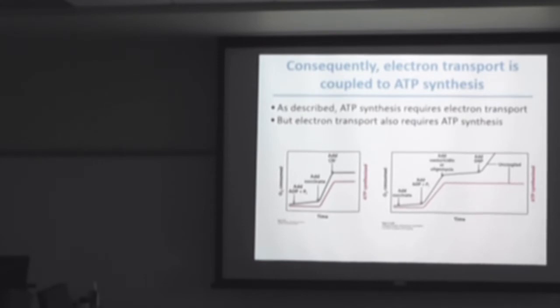So, electron transport is coupled to ATP synthesis. And as described, ATP synthesis requires electron transport, but electron transport also requires ATP synthesis. And here, you can uncouple the two. Have you ever heard of that, uncoupling? So, I'll show you uncoupling in a minute.